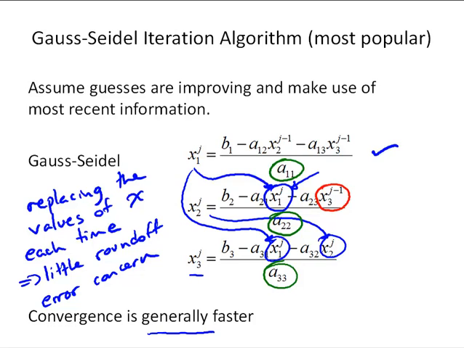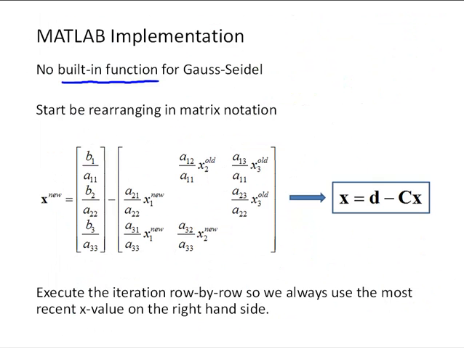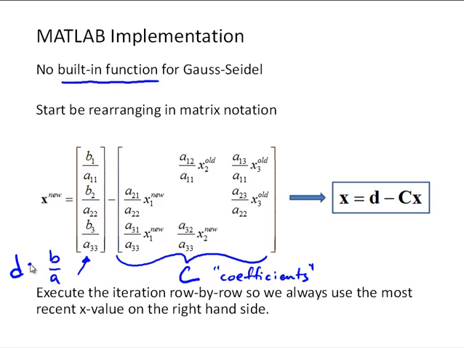Just rewriting that gives us a matrix that looks like this, and we're going to call this matrix C. This is just for coefficients for the algorithm implementation. And here's the b divided by the diagonal elements, b's over a's. And we will call that vector D. And then we can write this in a compact form, x equals D minus Cx.